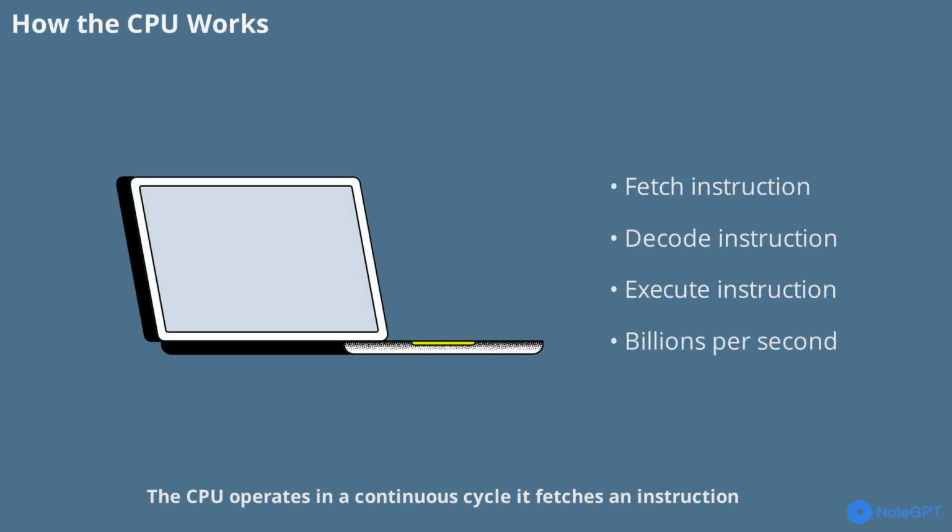The CPU operates in a continuous cycle. It fetches an instruction, decodes what needs to be done, and then executes the task. This cycle repeats billions of times every second, allowing your computer to respond instantly to your commands. Whether you're opening an app, typing a message, or playing music, the CPU is constantly fetching, decoding, and executing instructions, keeping everything running smoothly and efficiently.